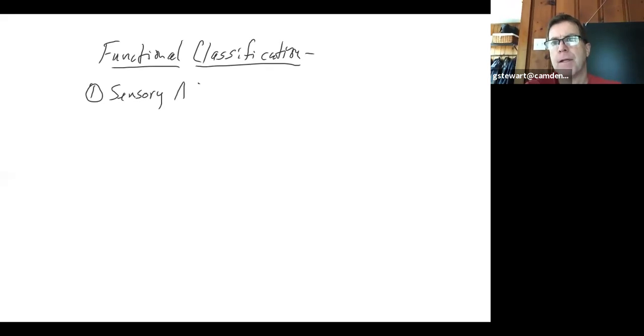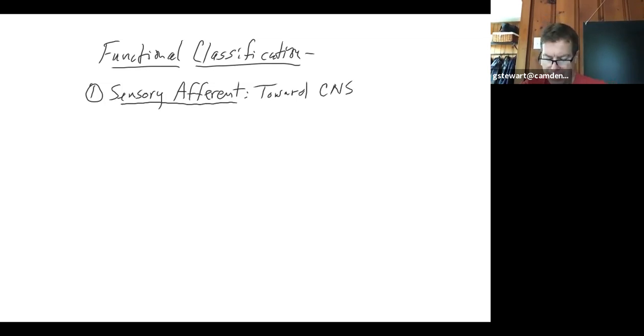First one, sensory afferent. These carry impulses toward the central nervous system. That's first and foremost. And so I'm just going to write this, toward CNS. These tend to be unipolar. Now we know what that means. It means they tend to have one process attached to the cell body.